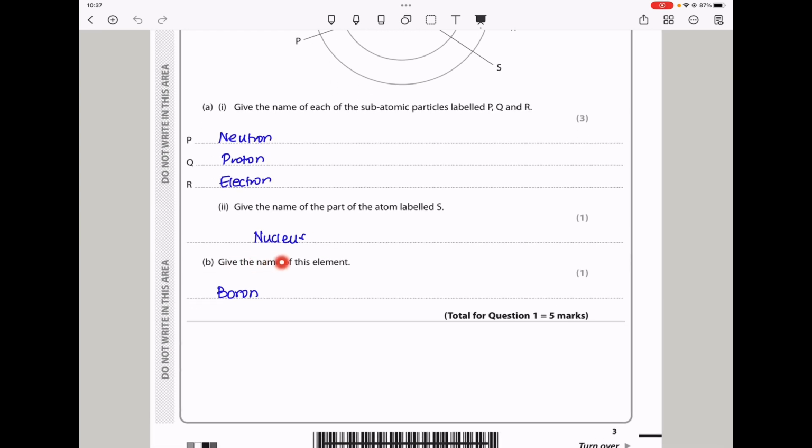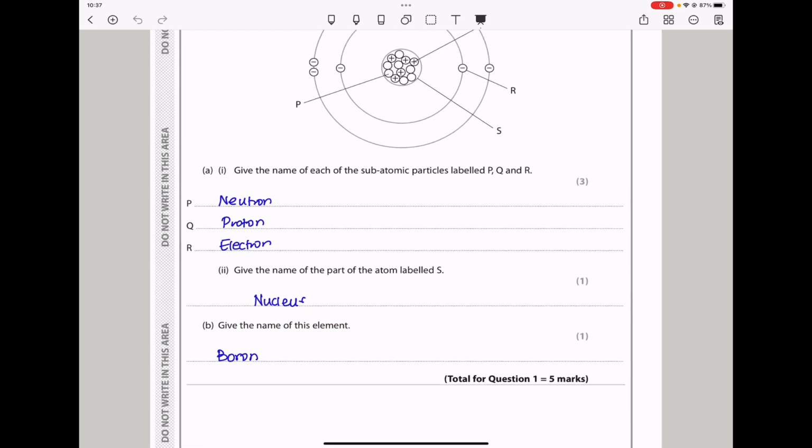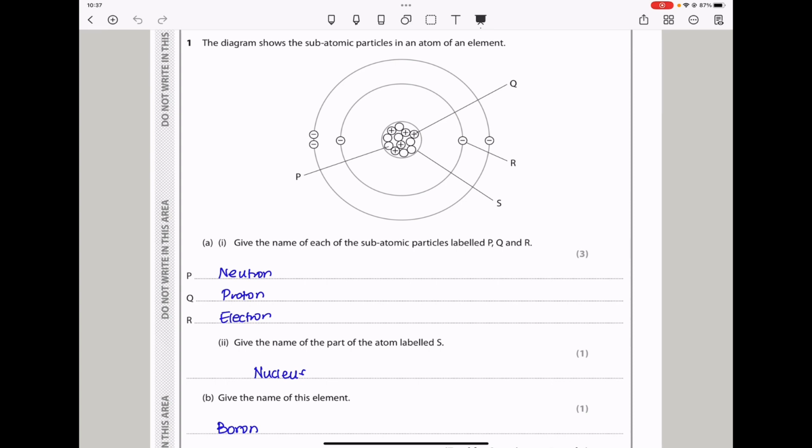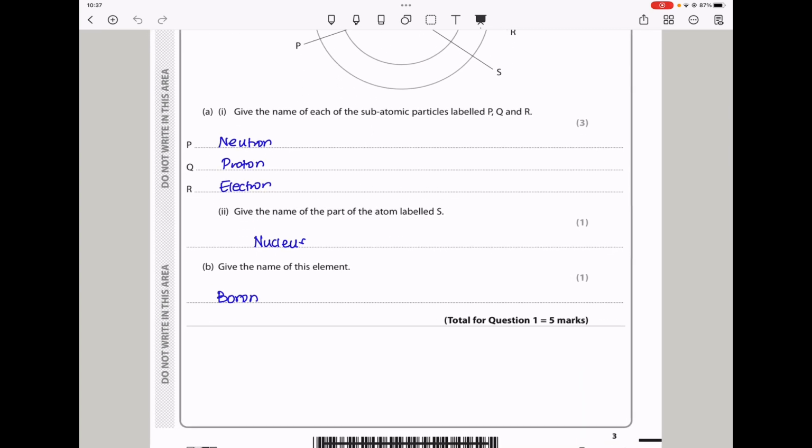Then they say, give the name of this element. To know the name of this element, you can see we have 5 electrons, or you could use protons, 1, 2, 3, 4, 5. That means it's going to be boron because it has 5 electrons in the elemental state. So this brings us to the end of question 1. Let's continue to question 2.